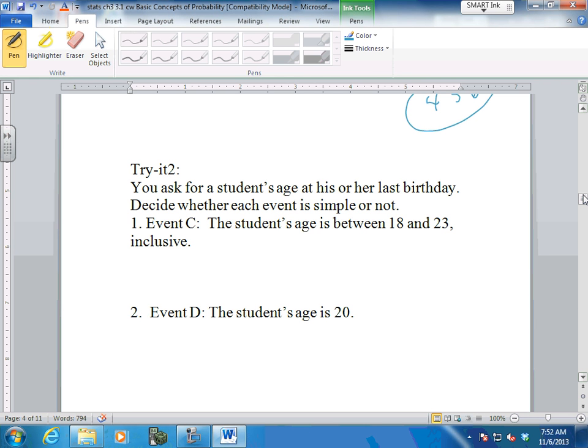Simple or not, you want one thing returned, one thing you're checking on. So, the student's age is between 18 and 23 inclusive. What does inclusive mean, by the way? All the numbers in between and including the outside ones. So you're looking for 18, 19, 20, 21, 22, 23. Simple event or not? Not. You want too many things back. The event you're looking for is the student's age is 20. Simple or not? Simple. You want one thing back. One outcome.